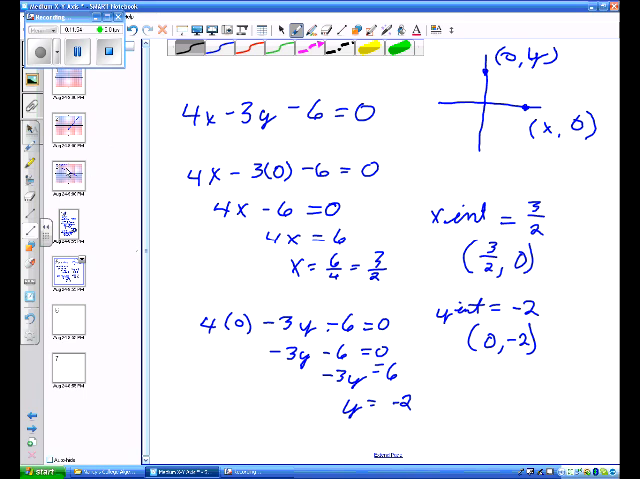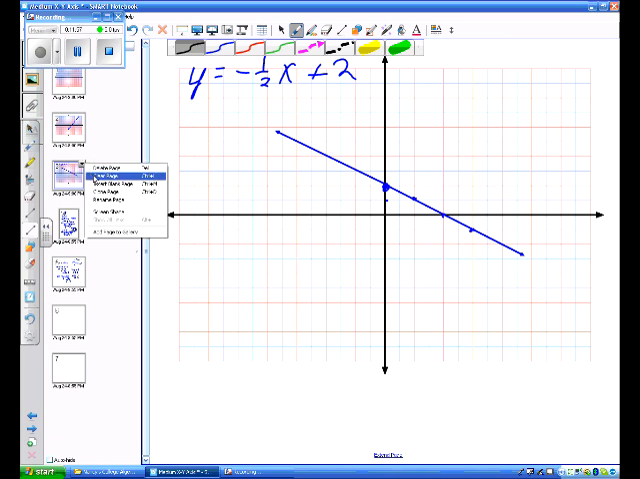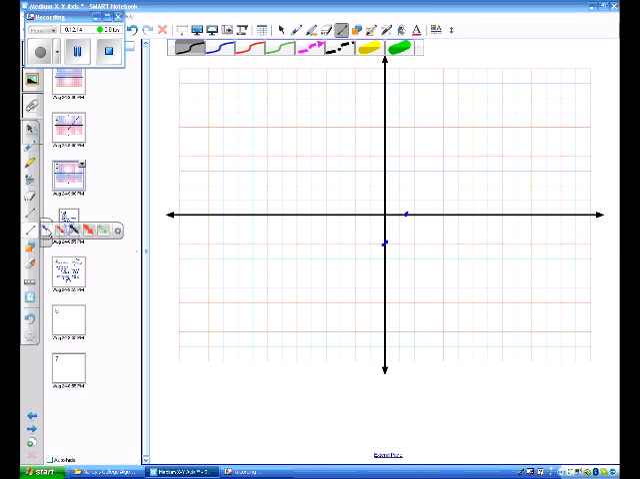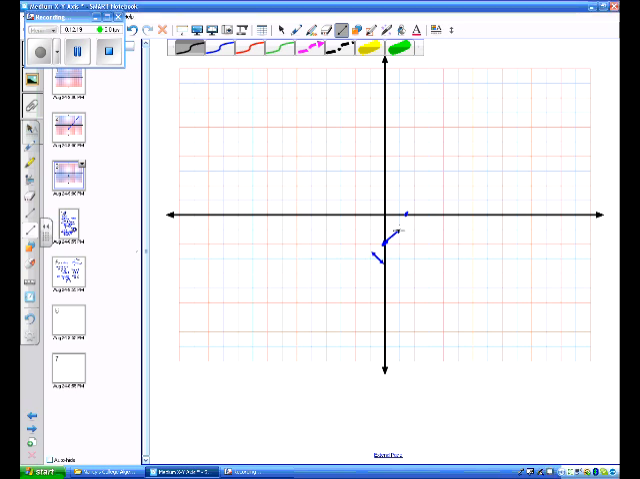Okay, if we went to graph this, then we would plot those 2 points. On the x-axis, we said 3/2, which is 1.5. It's halfway between 1 and 2. And then our y-intercept was negative 2. So we have those 2 points, and then we want to draw the line that goes between those. Not that line, but this line. And so that would be the line that would represent that equation.